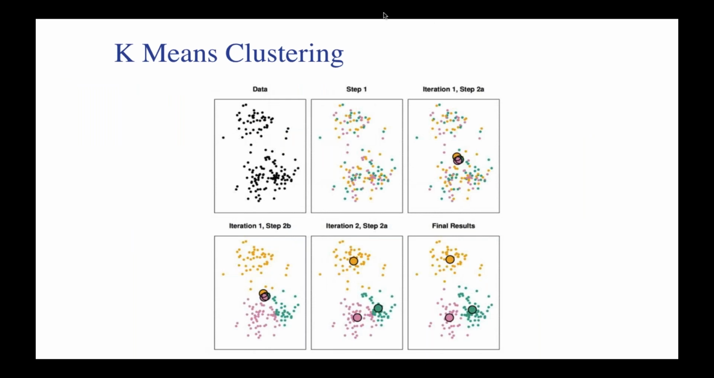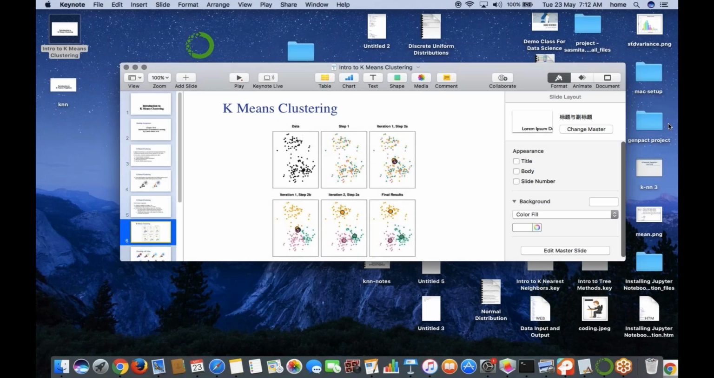Let's see here. In step number one, we have data, right? It's scattered, nothing is clear. I just represent the data here in an XY plane. Step number one: what I will do is randomly assign each point to one cluster. Iteration one, step 2A: what we will do is find out the centroid. So how to find out the centroid? Let's say here we have k equals 3 classes.